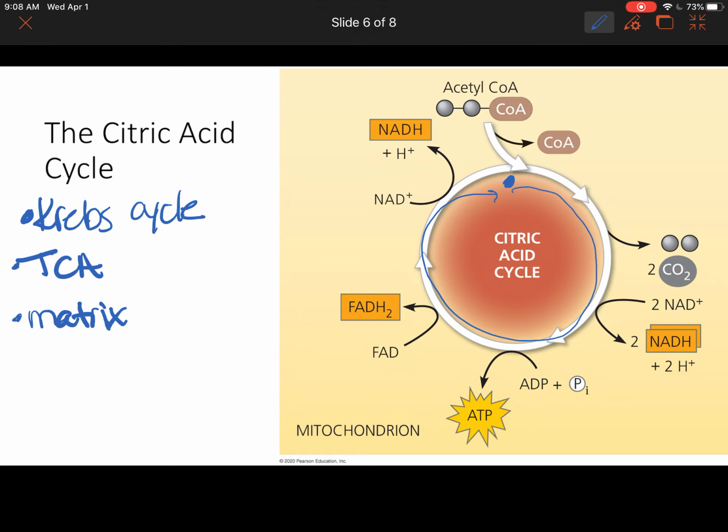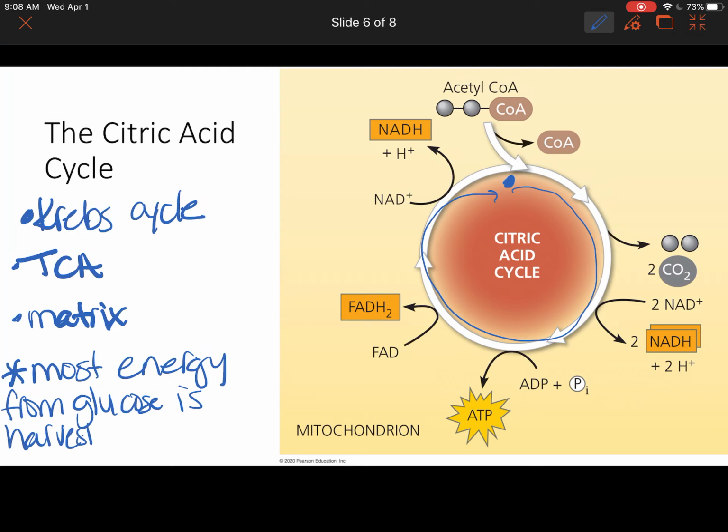The most important thing I want you to know about the citric acid cycle is that most of the energy from glucose is harvested here, okay? In the citric acid cycle. This is where most of the energy of glucose comes out.